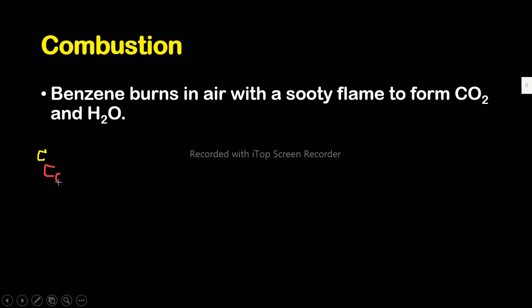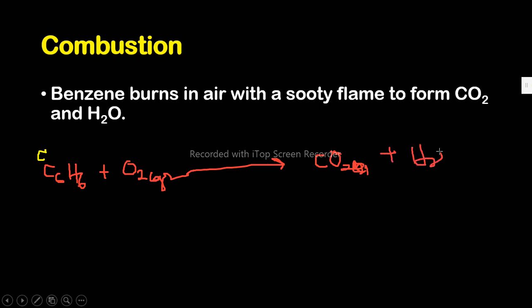So you have your benzene, C6H6, and then burning in excess oxygen. The oxygen must be in excess, whereas if it's not excess, then you produce carbon monoxide gas. If it's limited, you produce carbon, which is not good. So we shall produce carbon dioxide, and it's a gas, and water, and this one is a liquid.